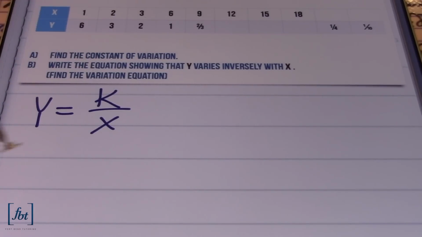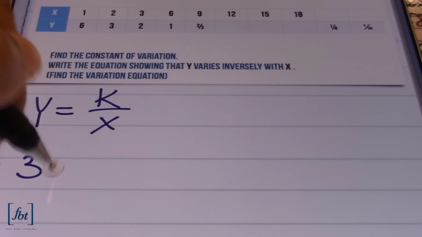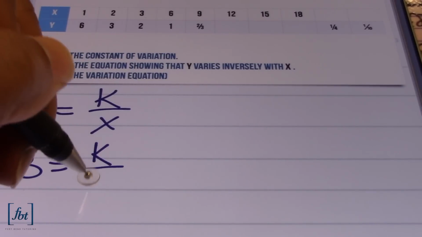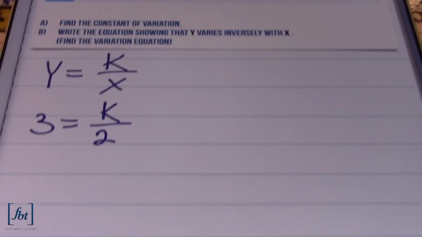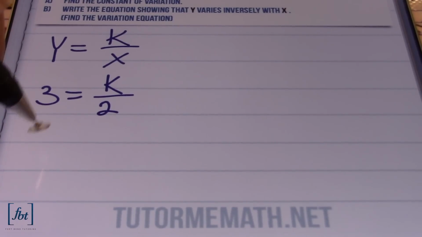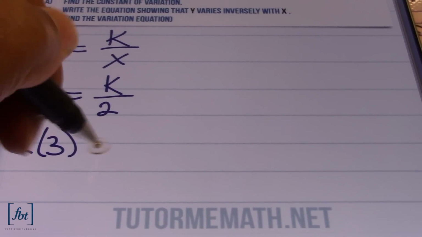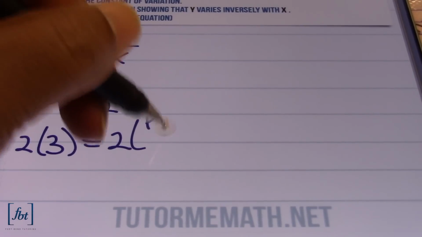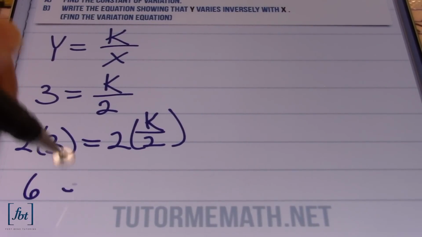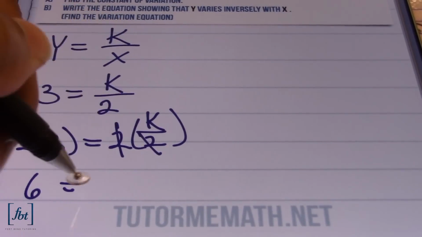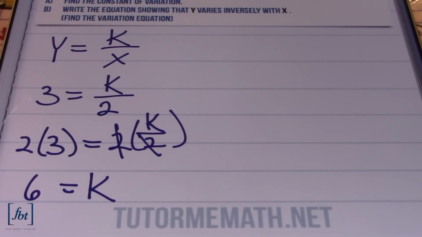So let's rewrite this. We'll have 3 equals K divided by 2. In order to solve for K, we just need to multiply both sides by 2. We'll have 2 times 3 equals 2 times K over 2. We know that 2 times 3 is 6, and the 2's cancel out. So your constant of variation is 6. That's exactly what it is.